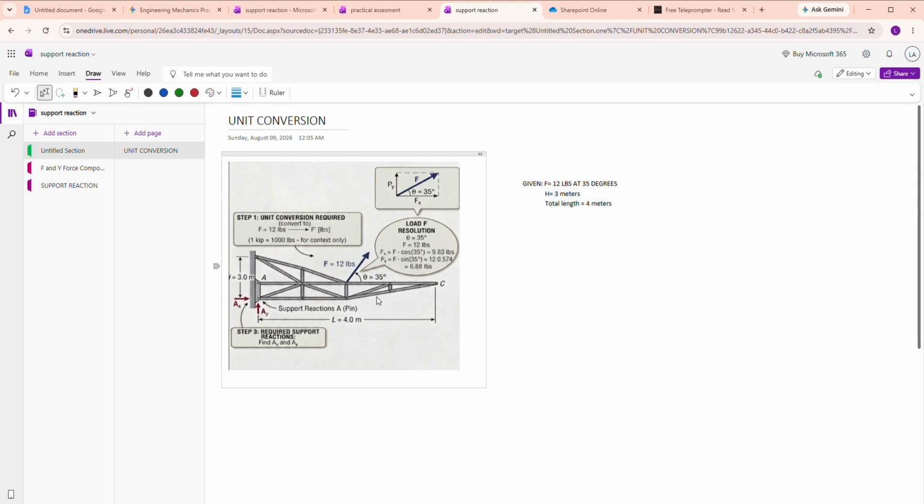The unit conversion, converting our load from US customary units pounds to SI units newtons. Trigonometric force resolution, resolving an inclined force into its horizontal x and vertical y components. The resultant force verification, verifying our components using vector math. And our last is support reaction by applying the static equilibrium equation.